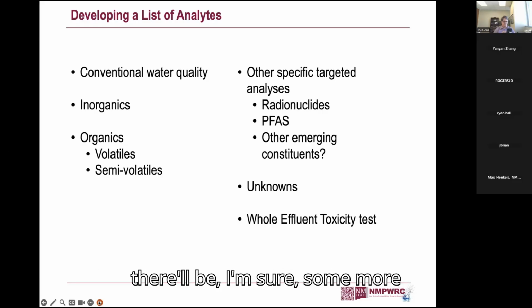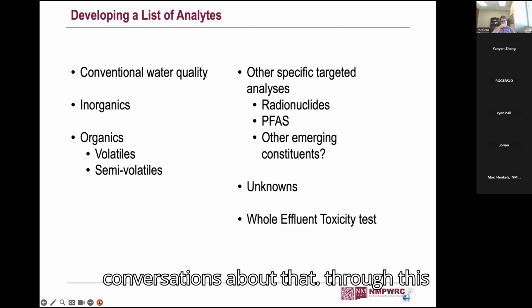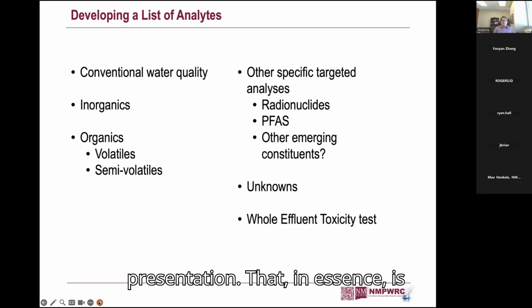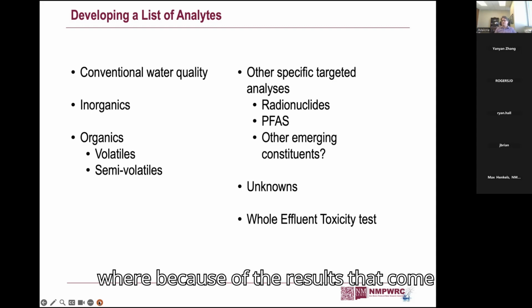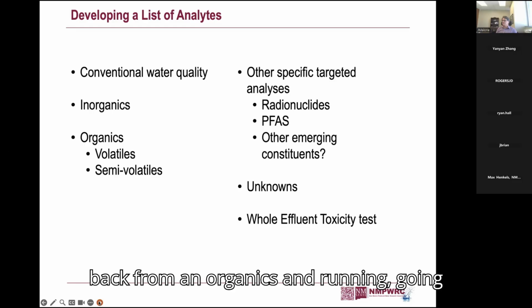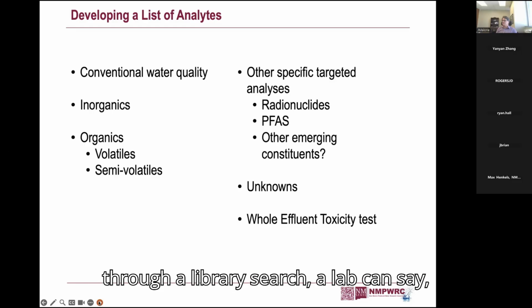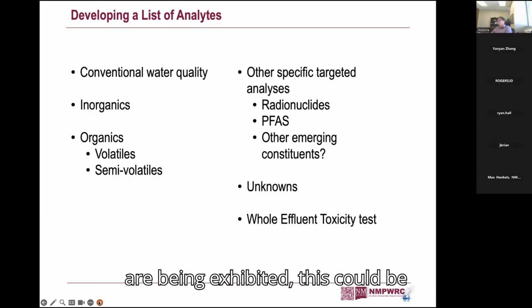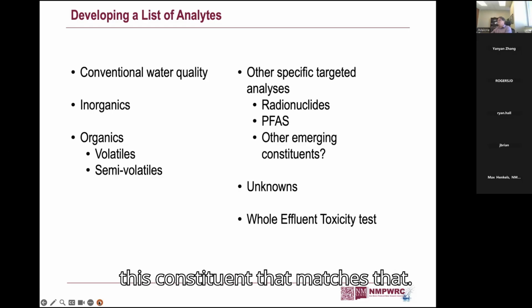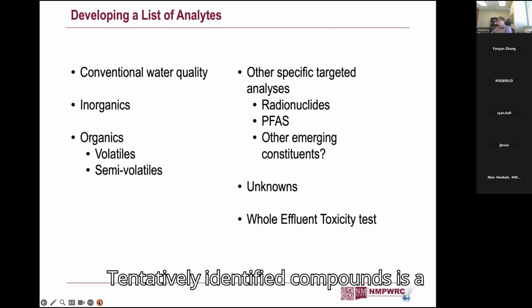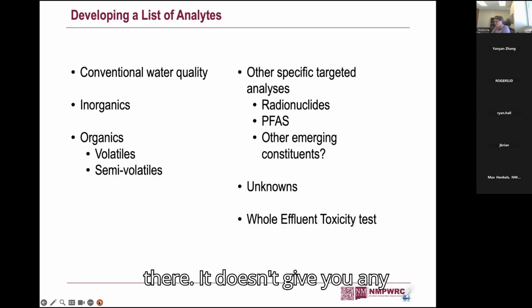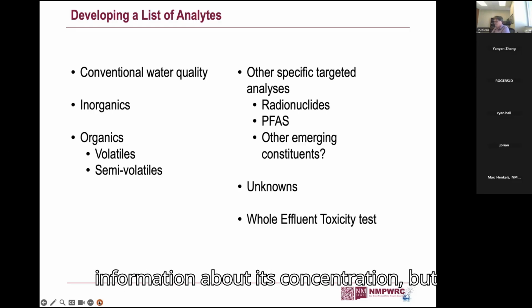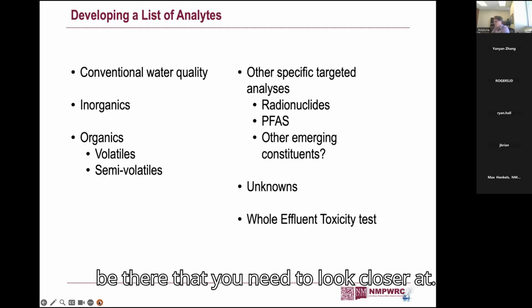We added that, and there'll be, I'm sure, some more conversations about that through this presentation. That, in essence, is taking a look particularly at organics, where, because of the results that come back from running an organics analysis and going through a library search, a lab can say, well, because of the peaks and such that are being exhibited, this could be this constituent that matches that. Tentatively identified compounds is a very useful tool. It is useful in identifying what potentially could be there. It doesn't give you any information about its concentration, but it tells you there's something that could be there that you need to look closer at.